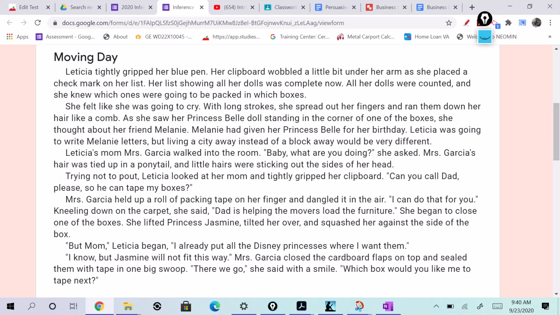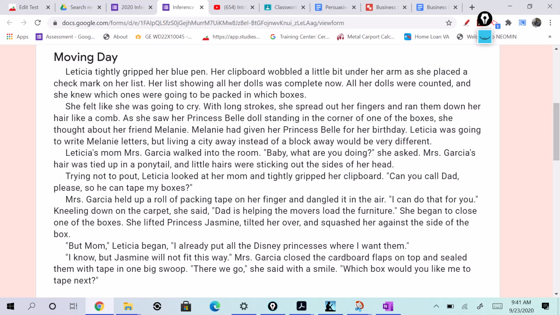Letitia's mom, Mrs. Garcia, walked into the room. "Baby, what are you doing?" she asked. Mrs. Garcia's hair was tied up in a ponytail, and little hairs were sticking out the sides of her head. Trying not to pout, Letitia looked at her mom and tightly gripped her clipboard. "Can you call Dad, please, so he can tape my boxes?"